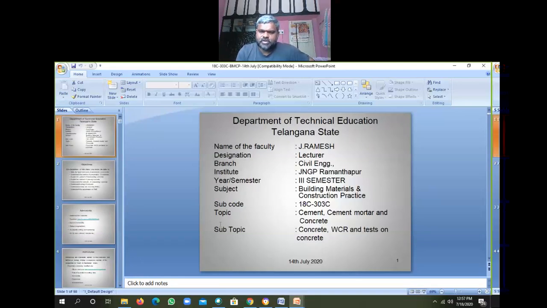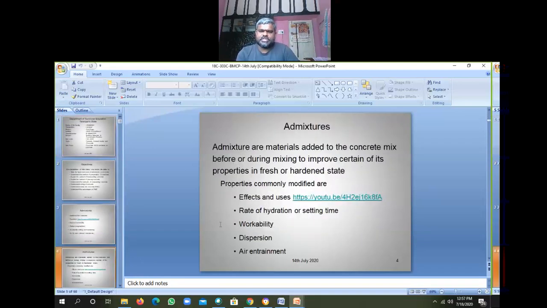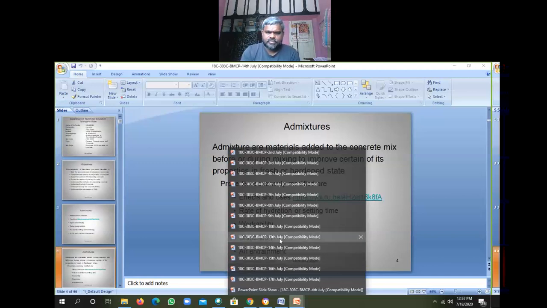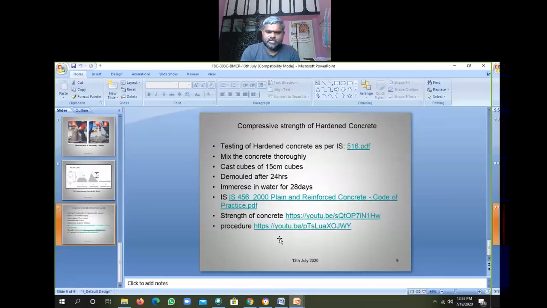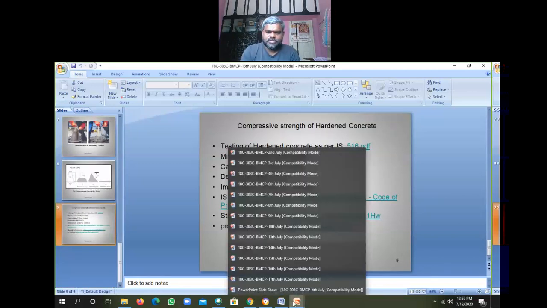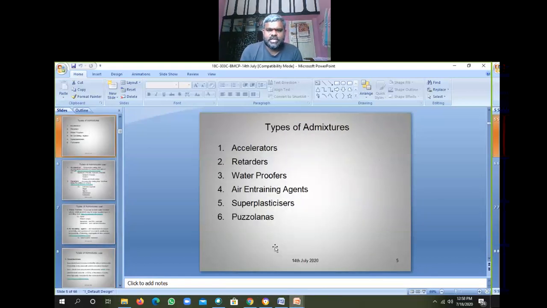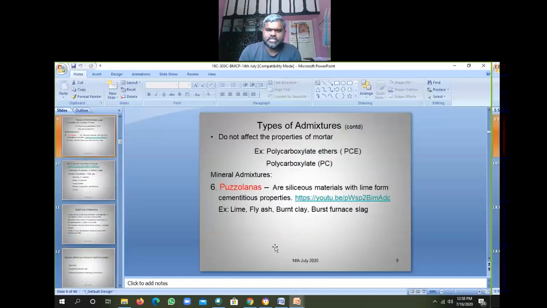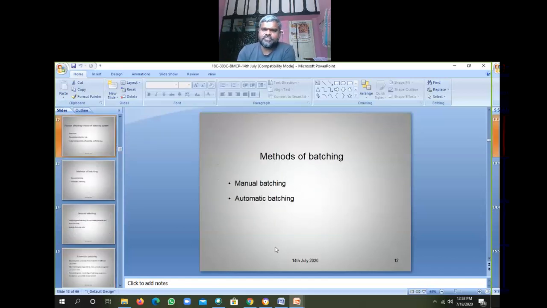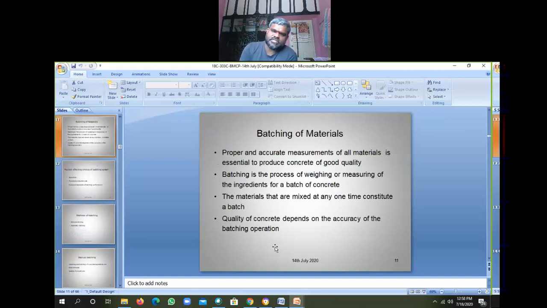Concrete also, we have seen different admixtures, right? This is about concrete. We have seen admixtures, different types of admixtures and effects. Types of admixtures: accelerators, retarders, waterproofing materials, air entraining agents, plasticizers, and pozzolans. Only the definitions are required from our examination point of view. And batching of materials, different materials for the concrete.